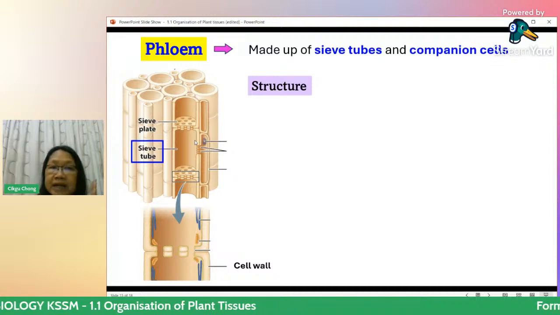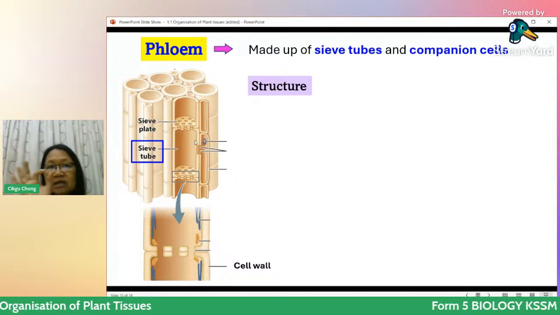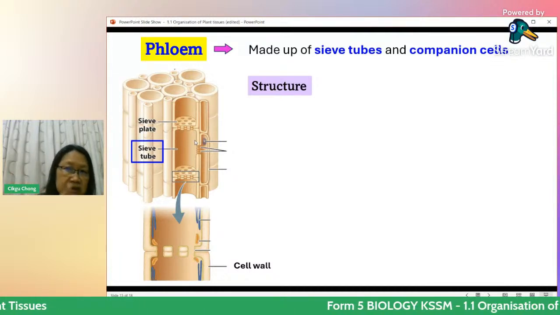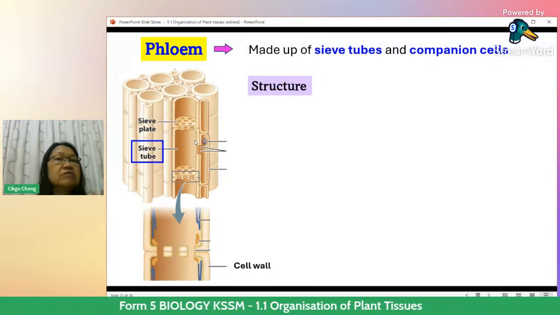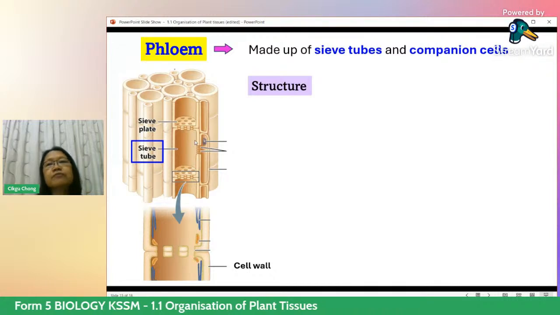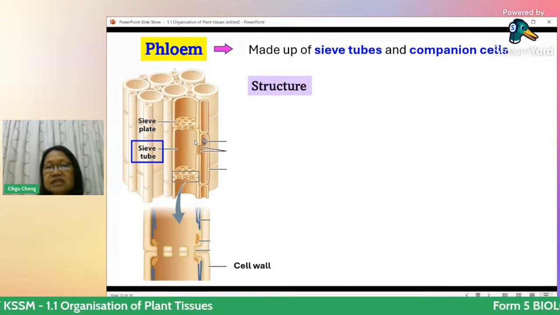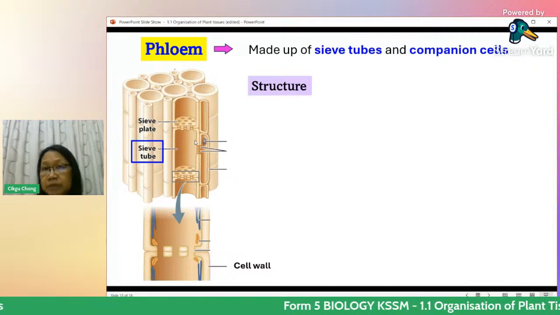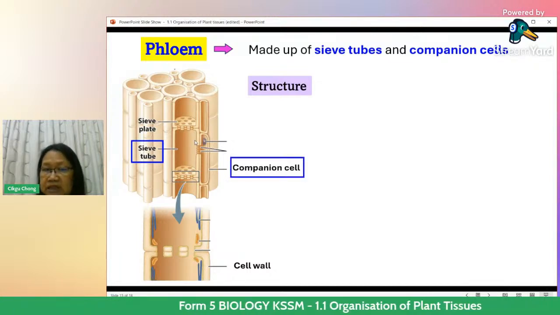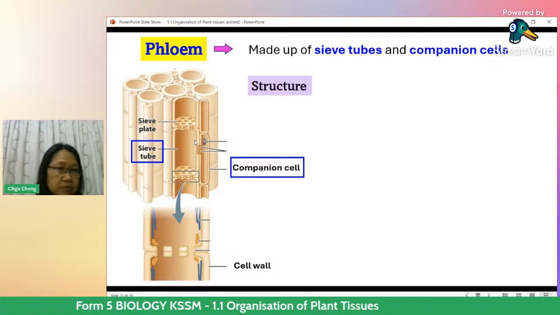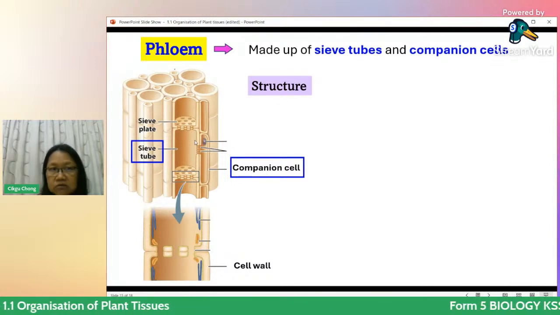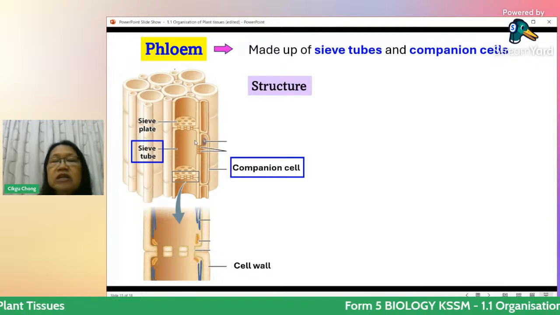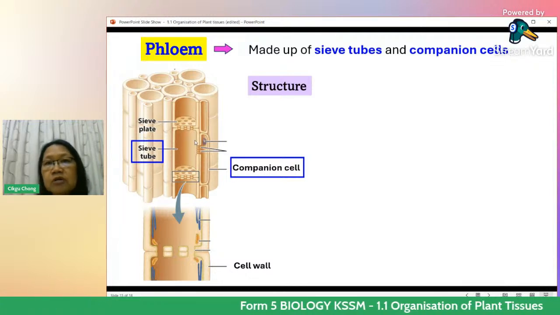And then the companion cell is the cell that's next to it, a little bit smaller, but this is an important cell because it helps the sieve tube to carry out the job of transporting food, because it needs energy. This is active transport. Transport of food requires ATP. So you need the companion cell to provide the ATP for the process to occur, which is active transport. We call it translocation, transport of food.